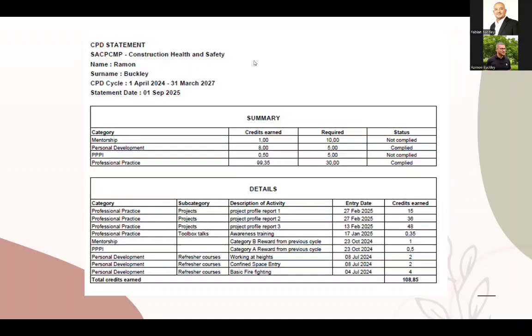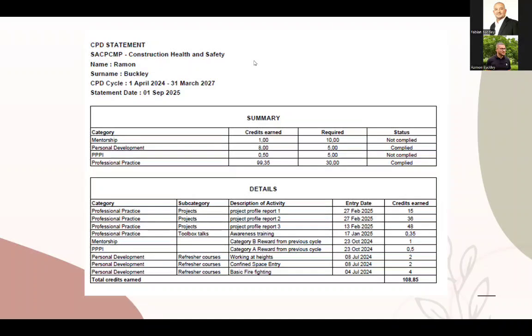CPPI, I've got 0.5. Required is 5, and I am not compliant for that status. And then my professional practice, which credits earned is 99.35. The required is only 30, and I am currently complied. My status is complied. So out of the 4 categories, I've got 2 that I've complied with. Now I just need to focus on the other 2 categories where I am not compliant at this stage.